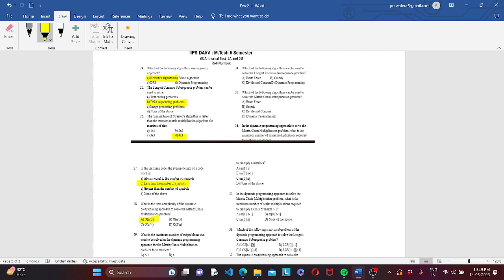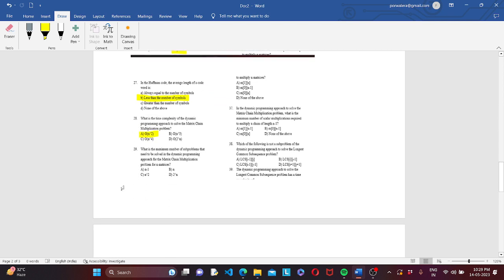Now question number 29, in dynamic programming, what is the maximum number of subproblems that need to be solved in the dynamic programming approach for the matrix chain multiplication problem? Let me just scroll it up. Matrix chain multiplication problem for n matrices. So the answer for 29 would be option B, which is n. Now let us see question number 30.